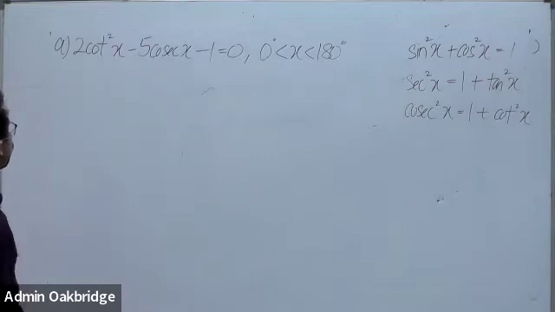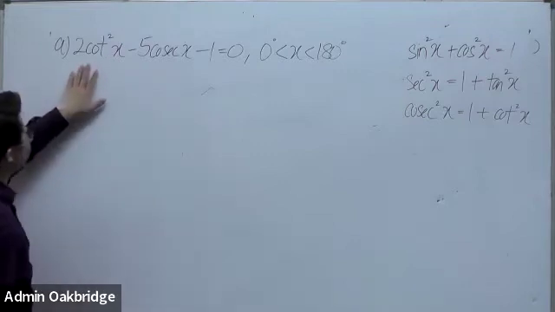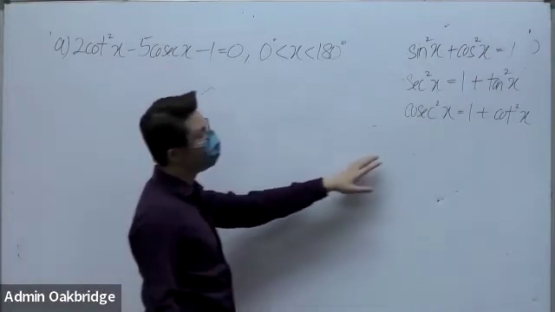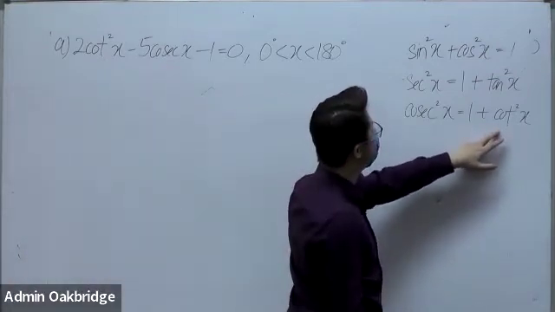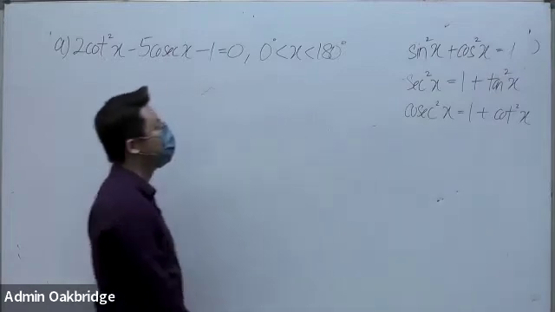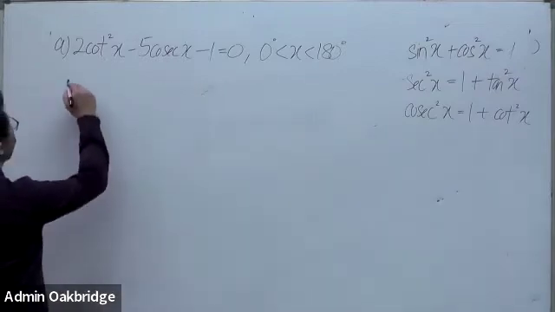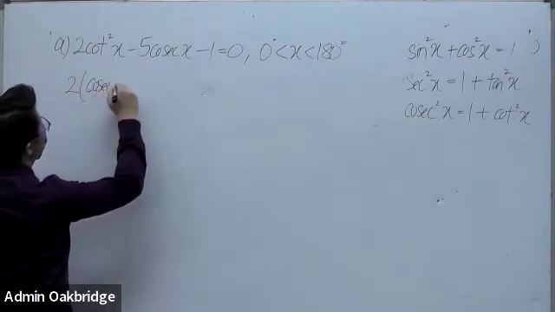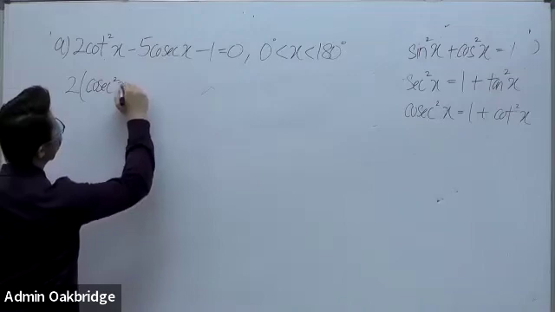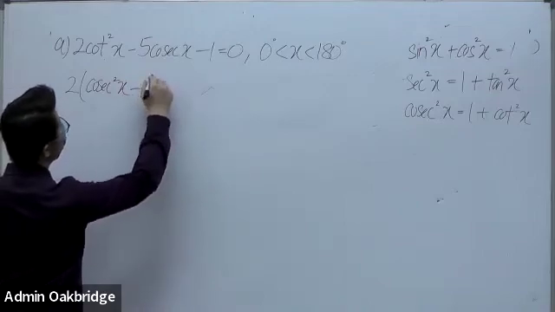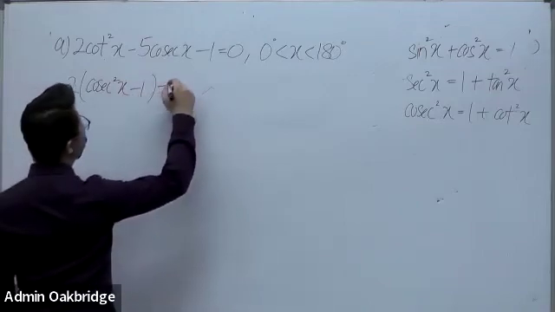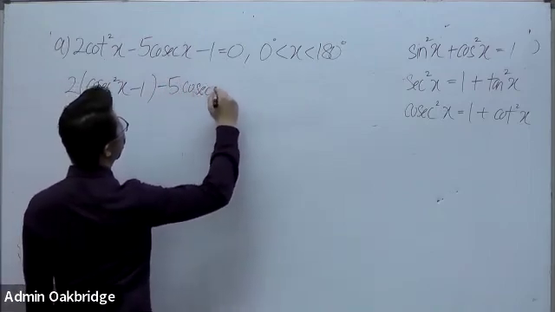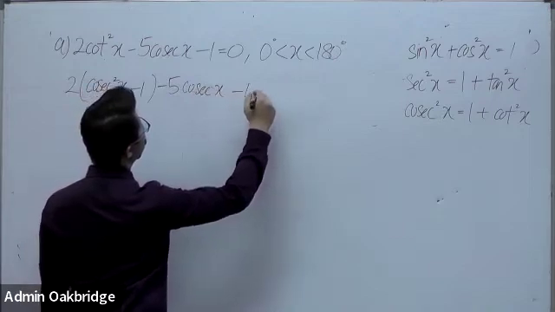So now we want to change this one to another function so that I have the same function with this. So look at this one. We have cot square here. So you know that we can change the cot square to cosec square minus 1. So we change this one to cosec square minus 1. And then minus 5 times the cosec, and then minus 1 equals to 0.